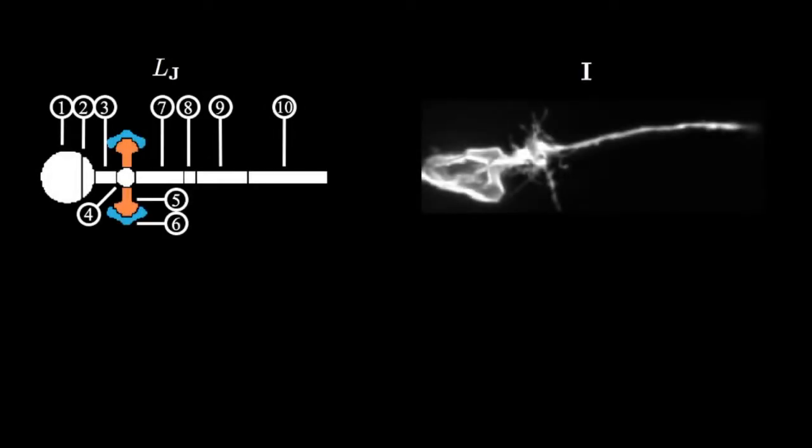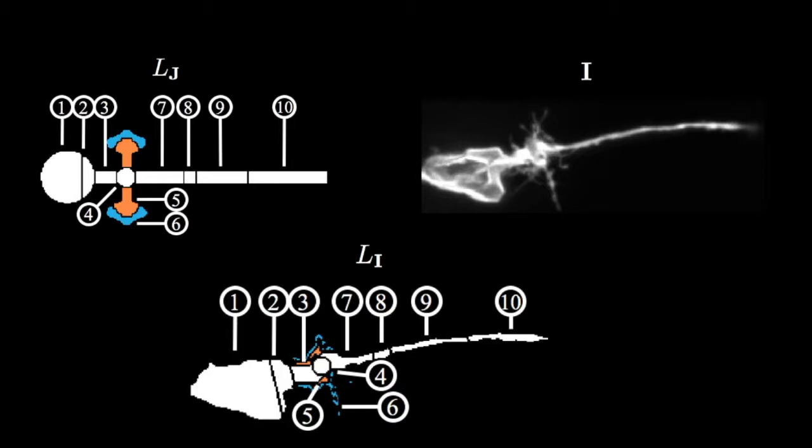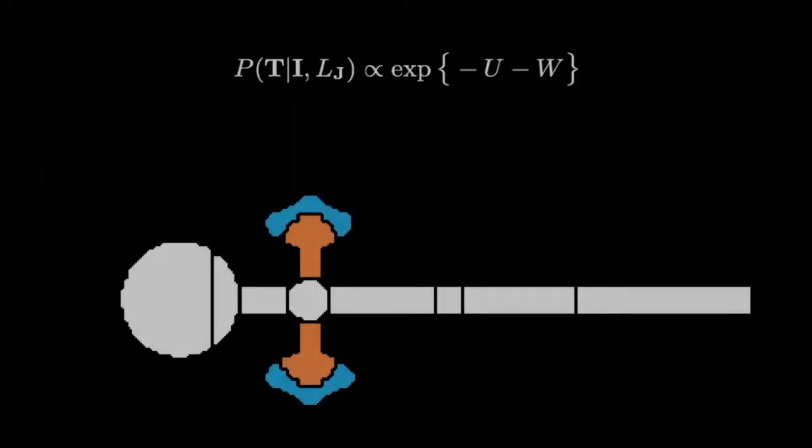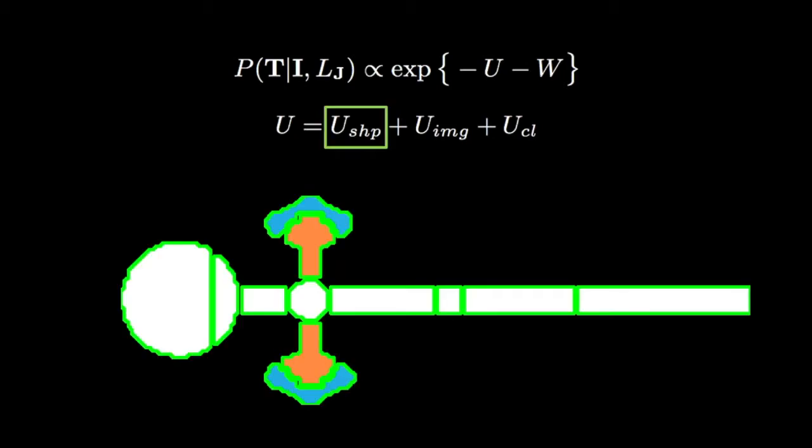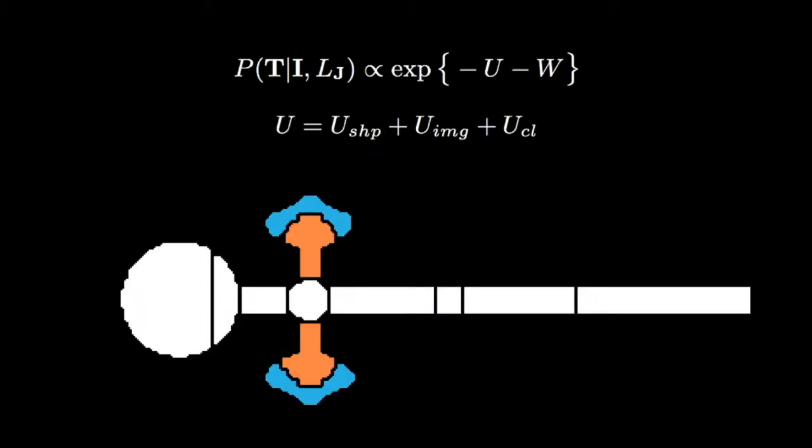In this work, we solve this problem using the simultaneous registration and segmentation technique. Our goal is to compute the transformation T that best fits the template Lj to the input volume I, which is Li. Our objective function is formulated using the Markov random field framework. The unipotential is composed of three factors. The first factor is the shape energy. It imposes shape regularization of the transformed compartments based on the local boundary smoothness and area.